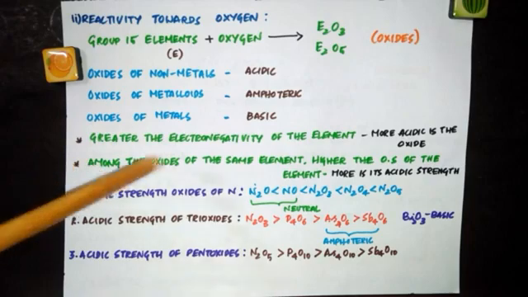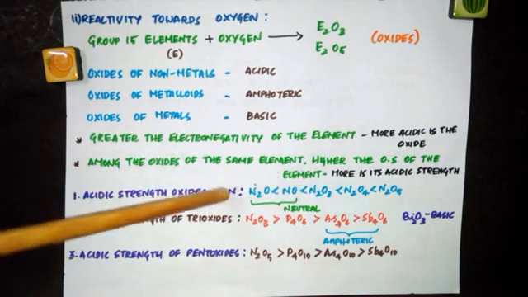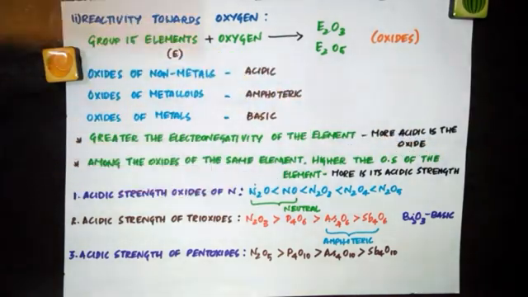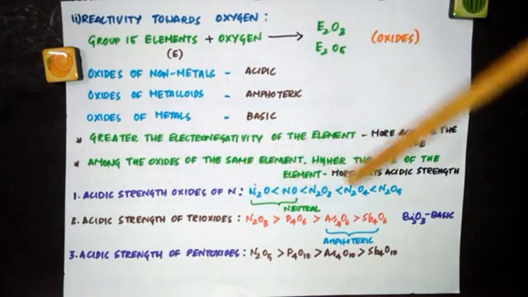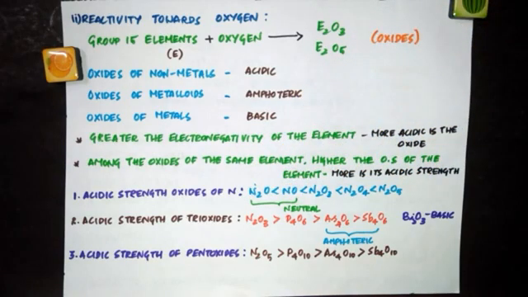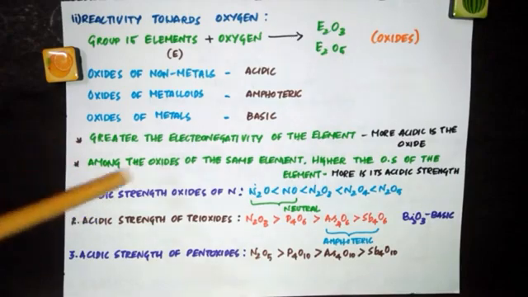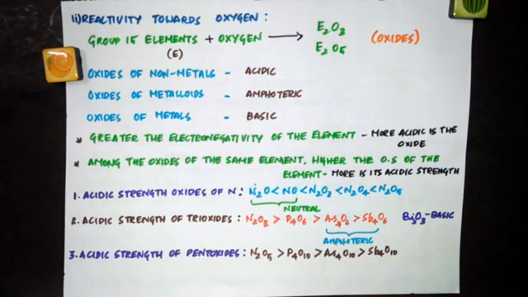When we are comparing the oxides of the same element, for example, N2O, NO, N2O5, these are oxides of the same element, how to decide on the acidic strength? Look at the oxidation state of the element. We have to calculate the oxidation state of the element. More the oxidation state of the element, more will be the acidic strength of the oxides. So keeping these points in mind, let's try to arrange these oxides in the order of increasing acidic strength.